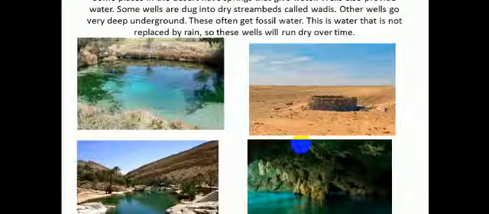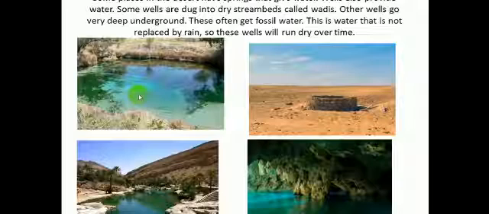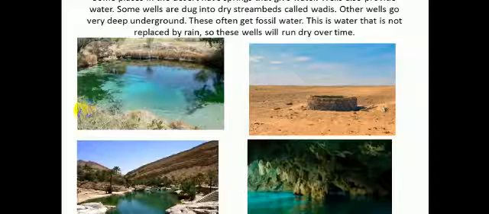Now we're gonna talk about the two important resources in this region. One of them is the water. And the water is one of this region's two most valuable resources, but water is scarce. Scarce means rare. Some places in the desert have springs that give water. These are, for example, the springs. Wells also provide water. Some wells are dug into dry stream beds.